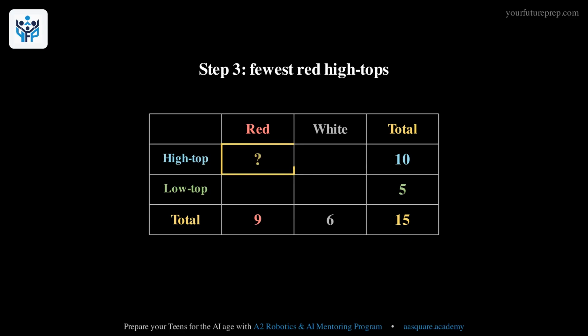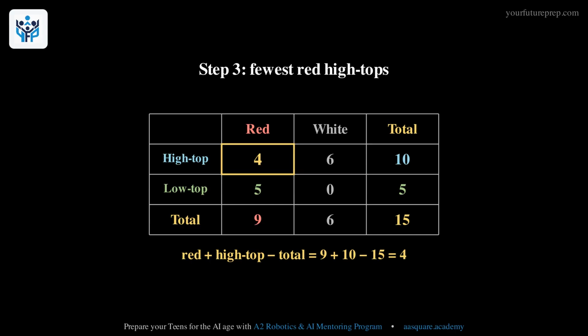We want the fewest red high tops. So push as many red pairs as possible down into low top. But there are only 5 low top pairs. So at most 5 red pairs can be low top. That forces at least 9 minus 5, which is 4 red pairs to be high top.